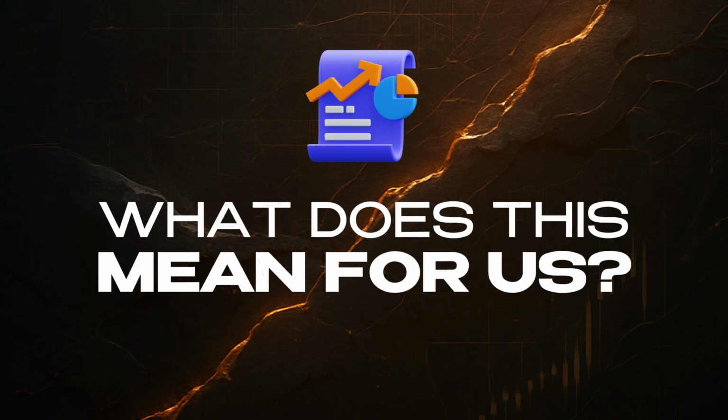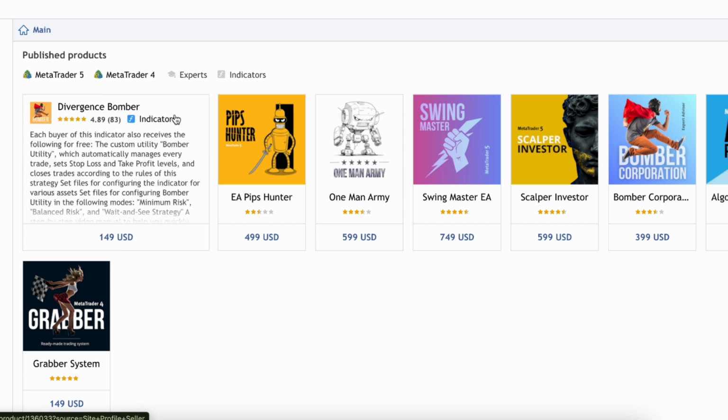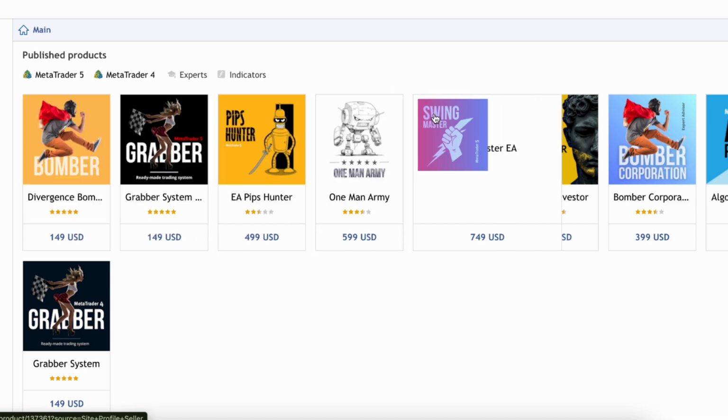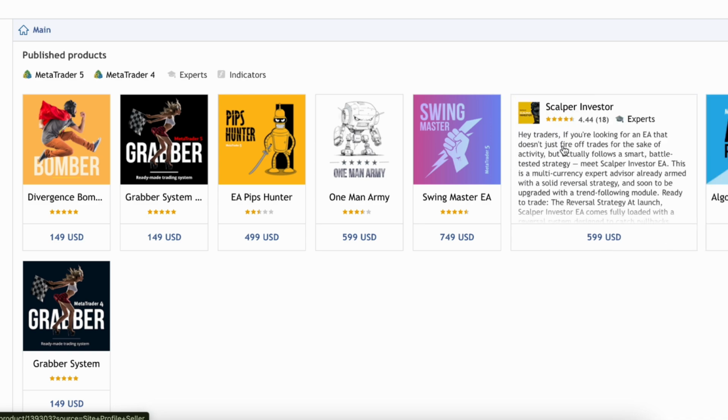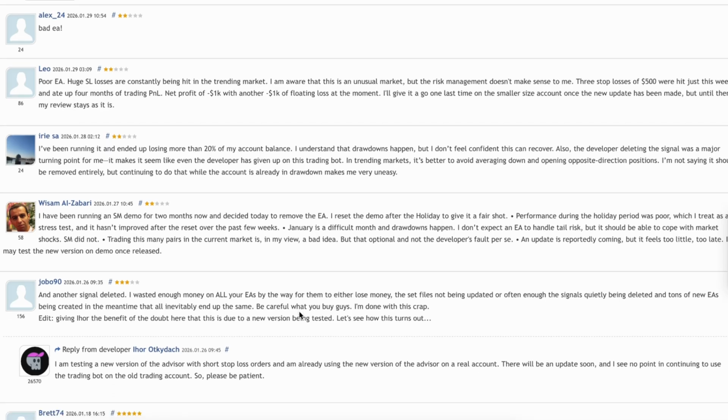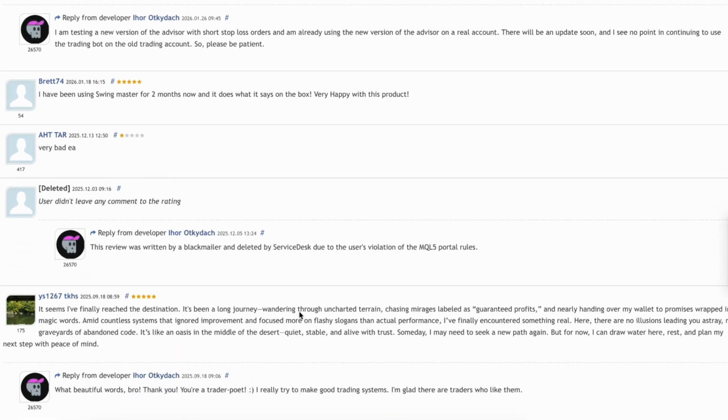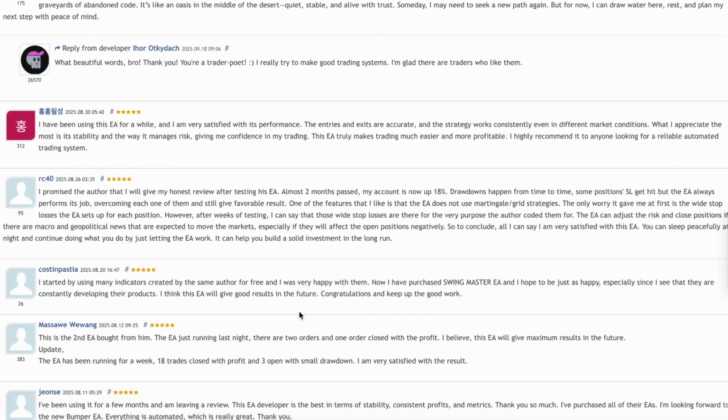What does this mean for us? The developer is not just selling one product. He is building an ecosystem of tools, regularly updates them, and supports users. This is evident from the number of reviews and high ratings of his products. By the way, Igor is actively developing Swingmaster EA. He has a roadmap with plans, adding a positional trading strategy on higher time frames and a light averaging mode for those who prefer a more active approach.